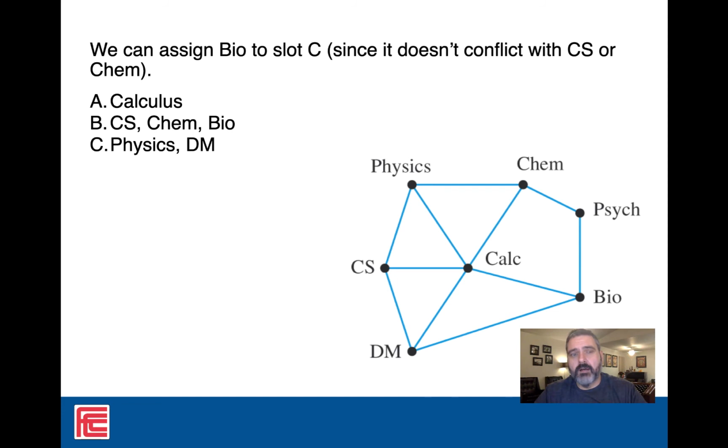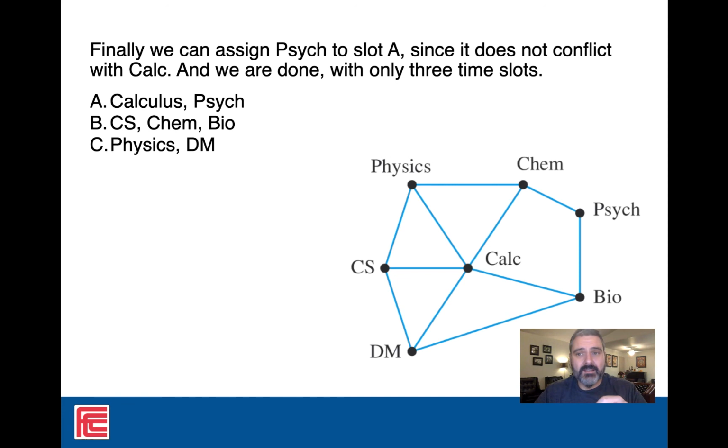Bio also doesn't conflict with computer science or with chemistry, so it can go into time slot B, right? Psych doesn't conflict with calculus, so it can go into time slot A. And we're done. We were able to get all the different disciplines put into time slots, and we only needed 3 time slots to handle all of those different relationships. So there we go. We've been able to solve some conflict using a model that we created with graph theory.